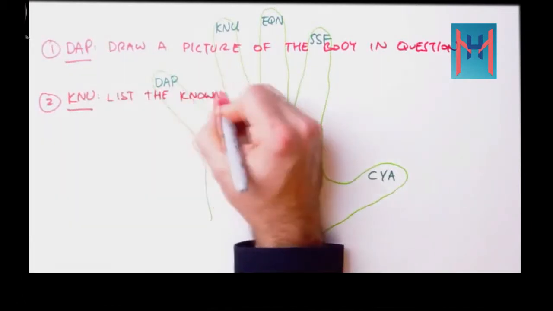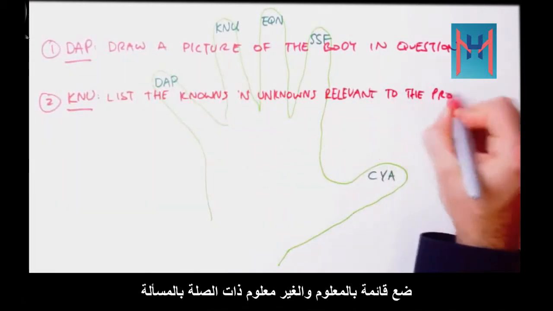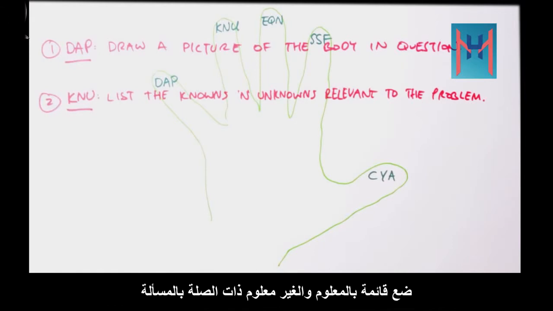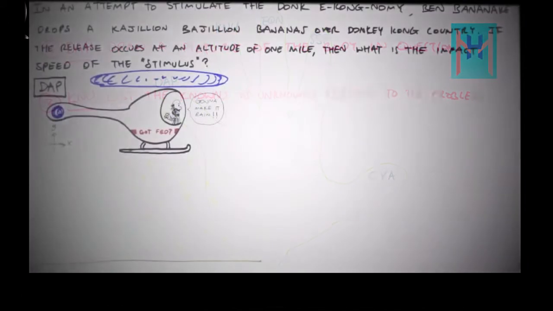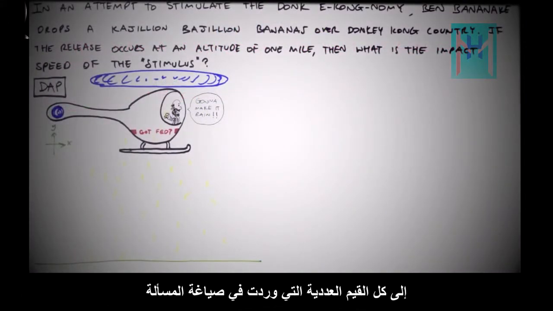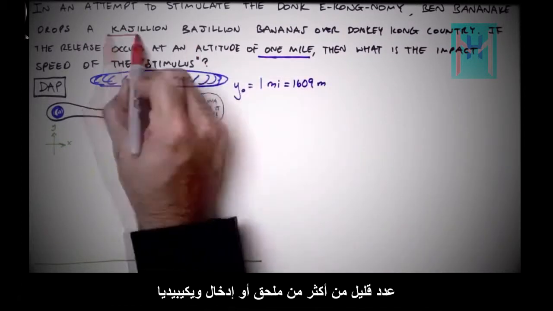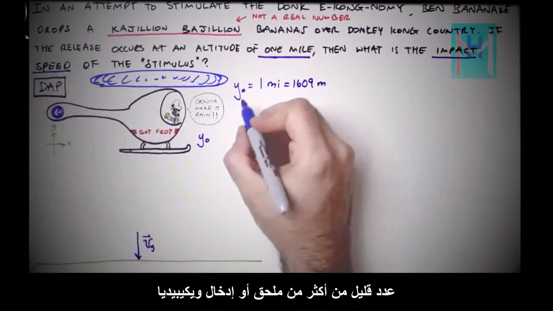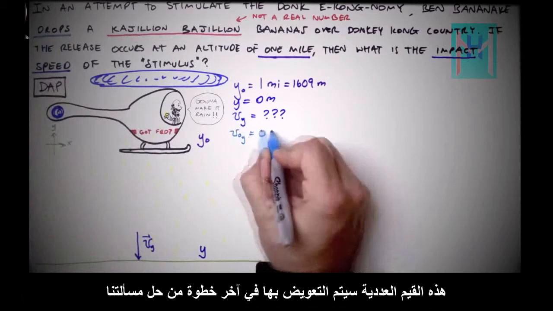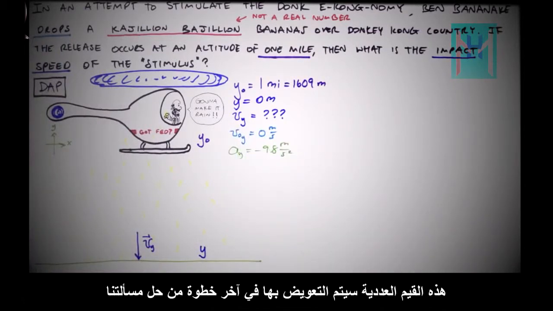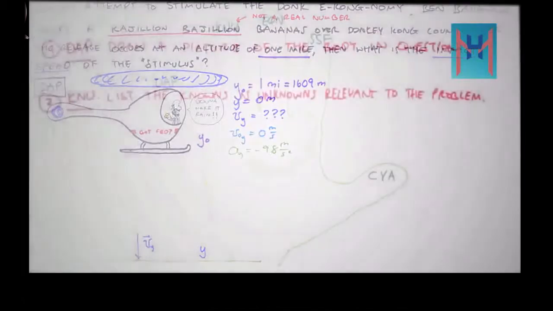Step 2. List the knowns and unknowns relevant to the problem. We will likely need all of the numerical values given in the wording of the problem, and possibly a few more from an appendix or a Wikipedia entry. These numerical values will be implemented in the 11th hour of our problem solving.